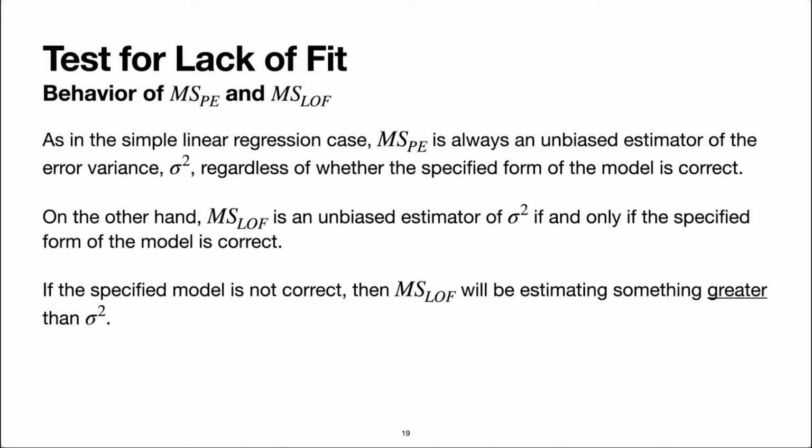On the other hand, the mean squares for lack of fit will be an unbiased estimator of sigma squared when and only when the specified form of the model is correct. If the specified form of the model is not correct, then the mean squares for lack of fit will be estimating something that is greater than sigma squared.